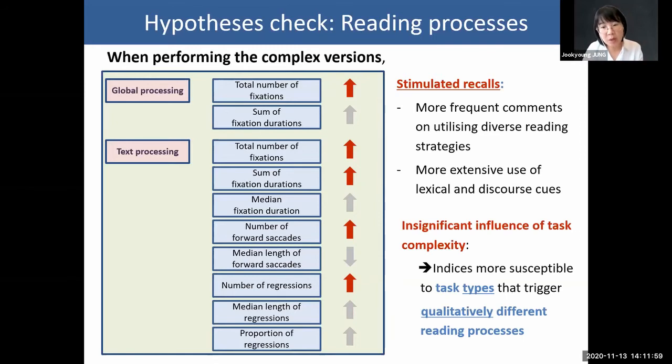But it is also noteworthy that there was an insignificant impact of task complexity on some of these indices. And we assumed that perhaps these indices are more susceptible to task type rather than task complexity, because different task types may require qualitatively different reading processes, which is worthwhile to be addressed in future studies.